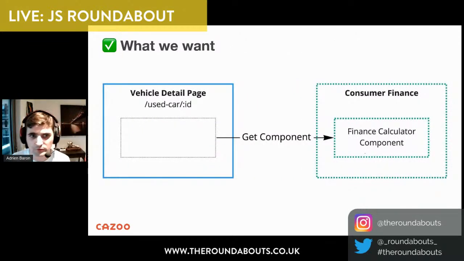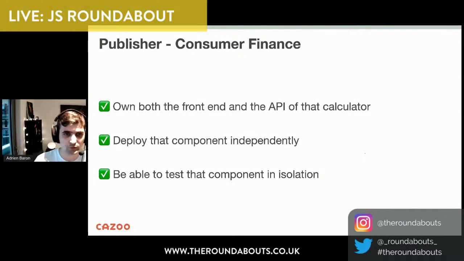Ideally, what we would want is for the search page to start and say, you know what, I want to get the finance calculator from somewhere and get it at runtime. The publisher, consumer finance, the people that provide this finance calculator, want to own both the front end and the API of the calculators. This way they have whole control of the user experience and know exactly what happens. They can iterate and do all sorts of experiments. They want to deploy that thing independently.